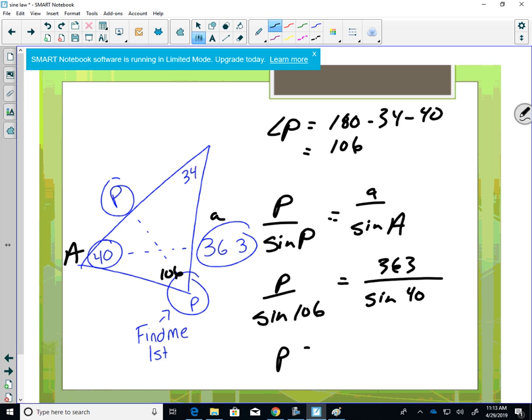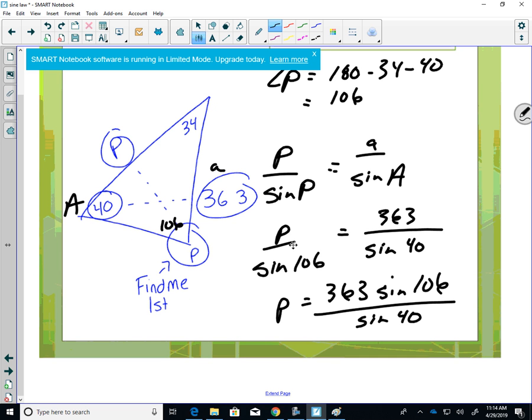Okay, so side T is going to be 363 times the sine of 106 divided by sine of 40. So 363 times sine 106 divided by sine 40. I get 542.85. You guys get that? So 363 times sine 106 divided by sine of 40.